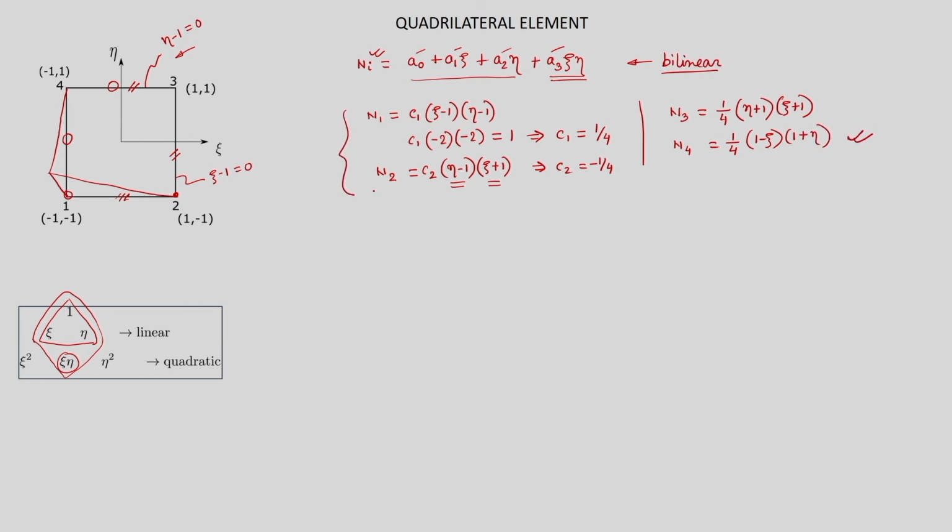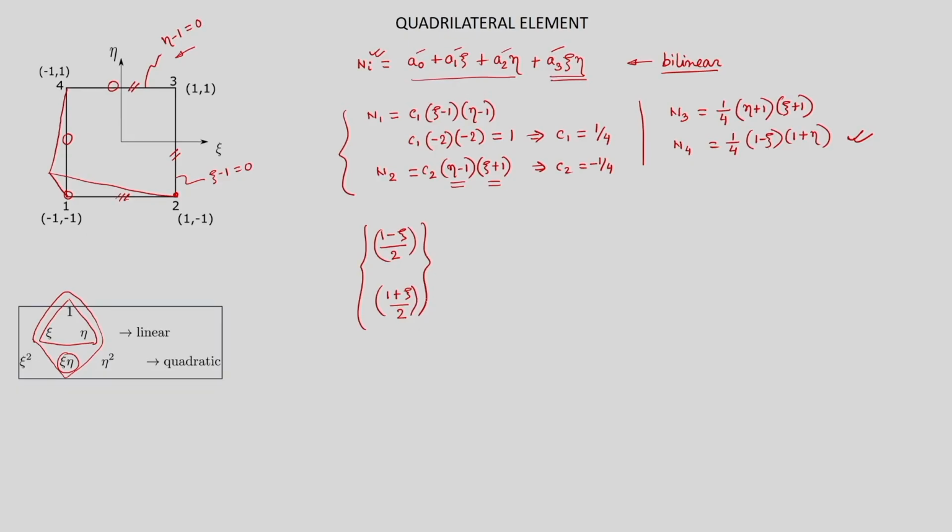Now in another way we can construct these shape functions. We can say that the linear shape functions in xi we can write as 1 minus xi by 2 and 1 plus xi by 2. These are the two shape functions that we have seen in the master element, with xi varying from minus 1 to plus 1. And if we construct the same linear shape functions in eta varying from minus 1 to plus 1, those two shape functions also look like this.